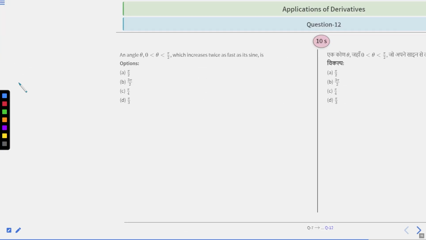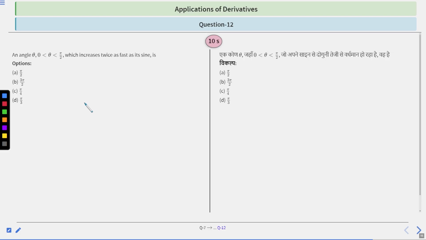Right. So let's move to the next question, question number 12, which says: an angle theta, where theta is between 0 and pi by 2, increases twice as fast as its sine. The hint of this question is, we have to find the theta which increases twice as fast. That means d theta by dt is 2 times. The theta is increasing twice as fast as sine. Right. So d of sine theta by dt is 2 times d theta by dt. Clear?